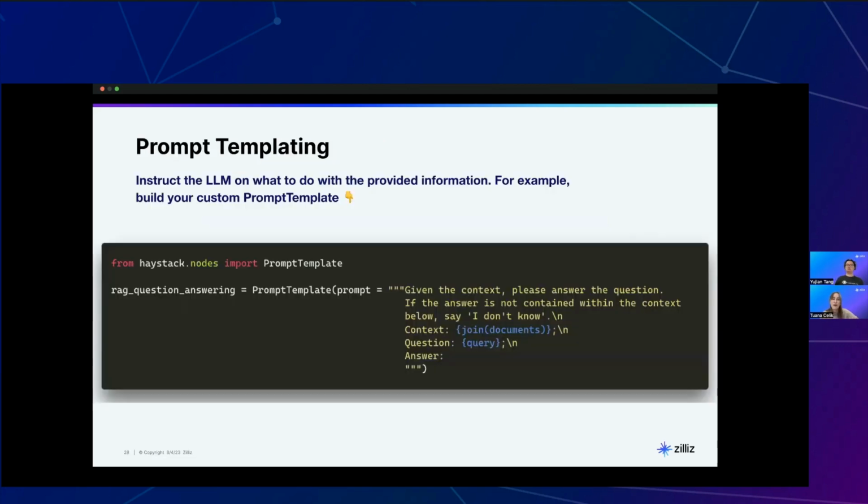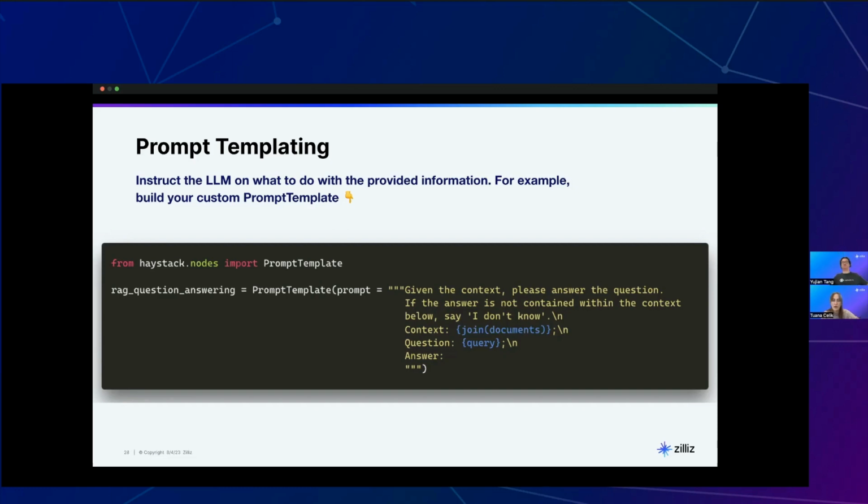So let's start by looking at prompt templating. This is where we instruct the LLM on what to do with the provided information. One example is you can build your own custom prompt templates. Here's a code snippet. There will be some code snippets following this. We're going to actually end up building a RAG pipeline in Haystack. And here I've built a prompt template called RAG question answering. And you can see the prompt is, given the context, please answer the question. If the answer is not contained within the context below, say, I don't know. And then we have context and question.